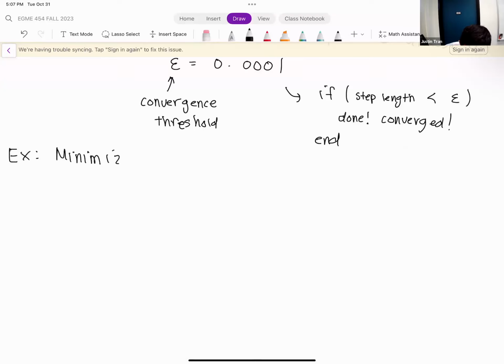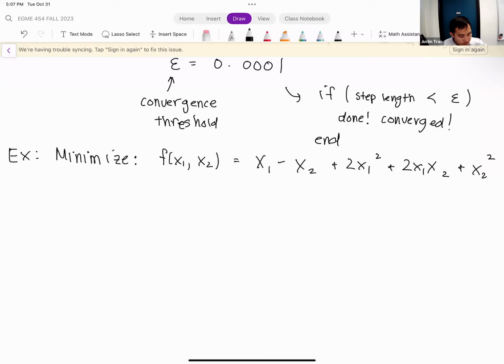All right, so in this example, we're going to minimize this function of x1, x2. Okay, so it's going to be x1 minus x2 plus 2x1 squared plus 2x1 x2 plus x2 squared. And so what we want to do is we want to use coordinate search. And we're going to start from a point of 0, 0.